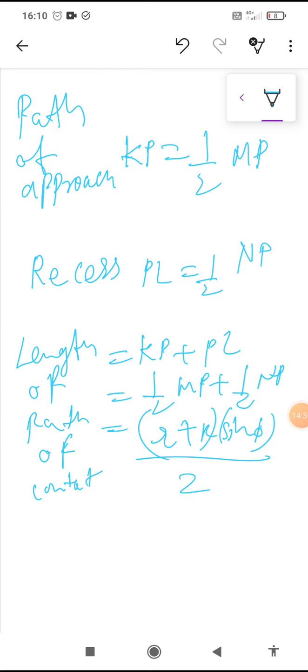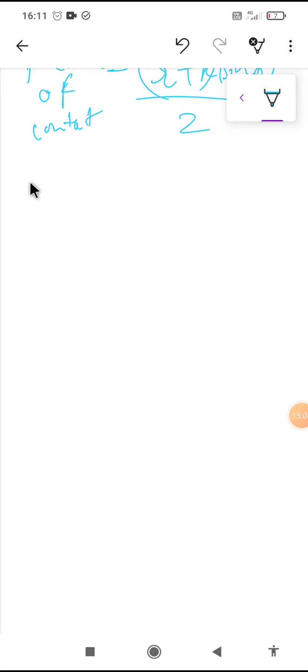Now we will see the minimum number of teeth that are required to avoid the interference. How we can avoid the interference, that we will see in the next lecture. But today we will see another topic, that is contact ratio. So what is contact ratio?